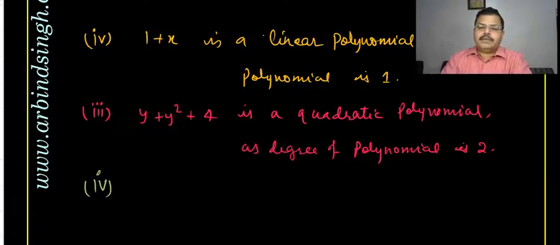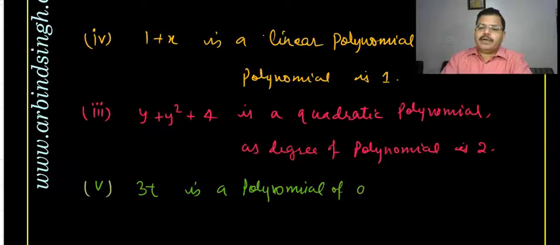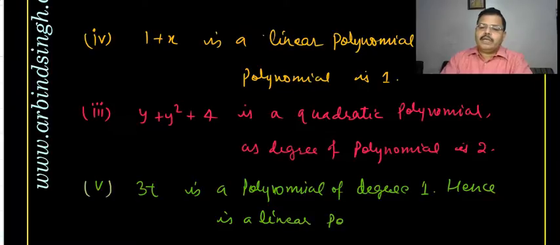Now the fifth one. And what is that? 3t. Only one term. It is a polynomial of degree 1. Hence, it is a linear polynomial. Right, now I hope you got it.